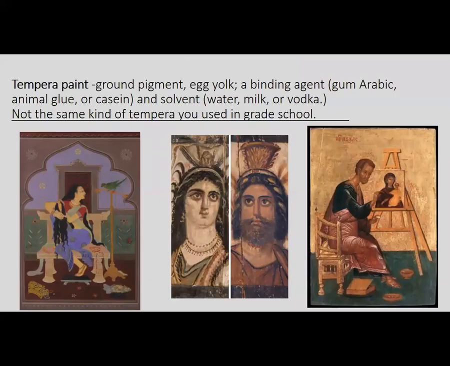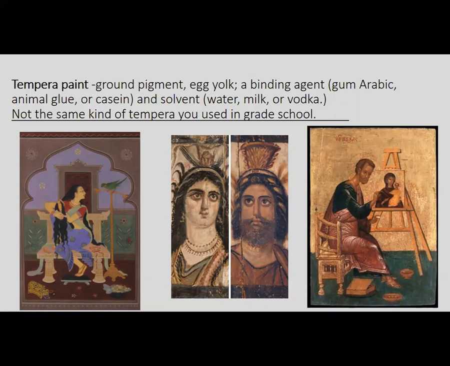So the next is tempera. You painted with tempera in elementary school, and no matter how much you love your child, with that tempera paint they give you in school, they all look like crap. But this is a different kind of tempera. This is made from ground pigment, egg yolk, and a binding agent, which could be gum arabic, animal glue, or casein, and a solvent, which could be water, milk, or vodka. It's not the same kind of tempera you use in grade school.